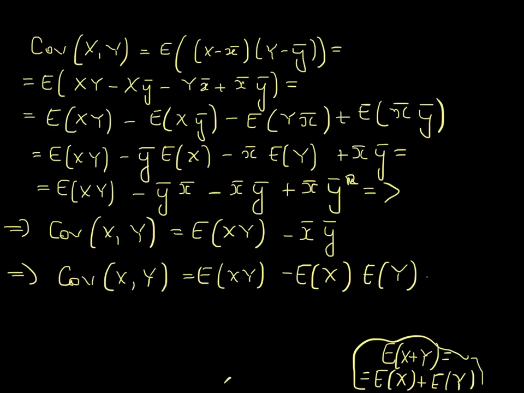And also, we remember that in the case when x and y are independent, then the expected value of xy is the expected value of x times the expected value of y. Therefore, if x and y are independent, the covariance of xy is going to be 0.